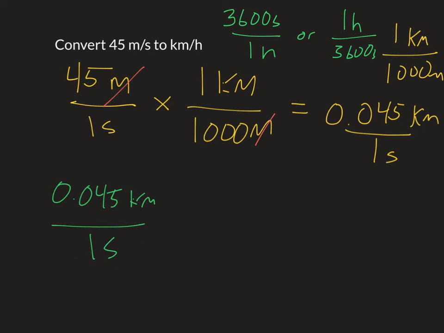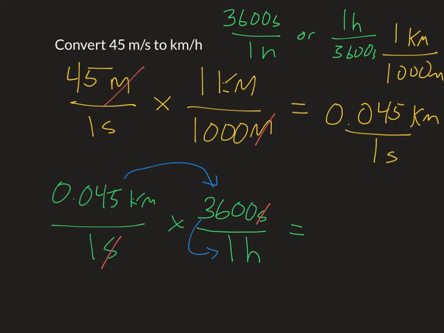So when I multiply, I'm going to want to multiply so that seconds is now on top of this line, which means I want to use this unit conversion factor here. So I'm going to multiply by 3,600 seconds, divide by 1 hour. When I do this multiplication, the seconds are going to cancel out because they're on opposite sides of the line. So I'm going to go 0.045 times 3,600 divide by 1.